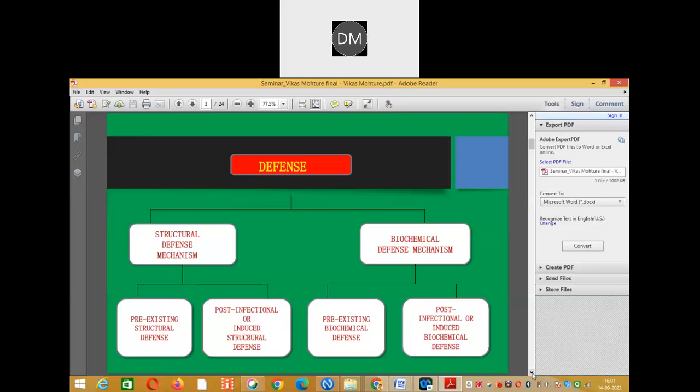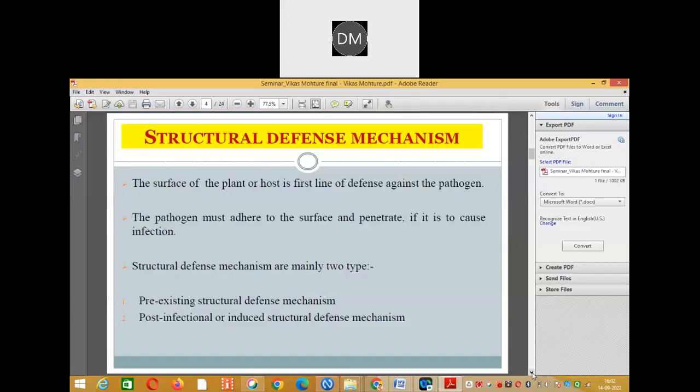Structural defense can again be classified into pre-existing structural defense, and after infection, the plant develops certain further structural characters. In biochemical defense also, there are pre-existing biochemical formations, and a post-infectional defense mechanism develops in plants.